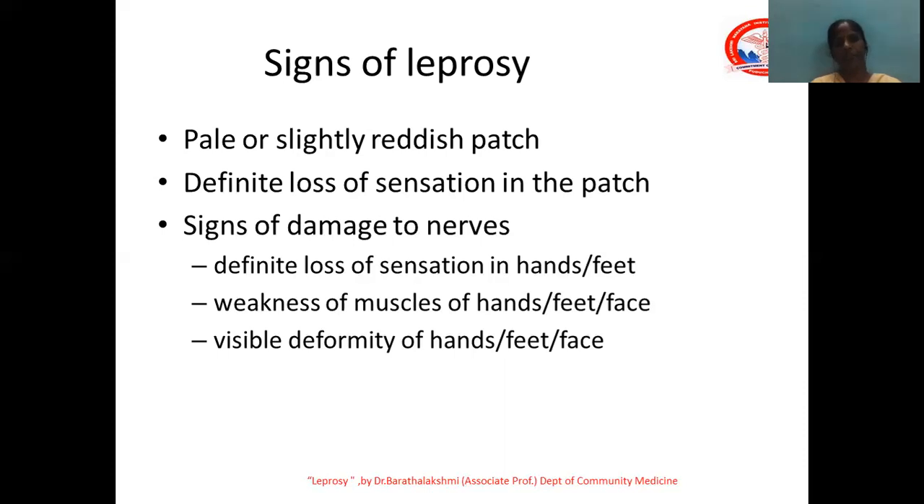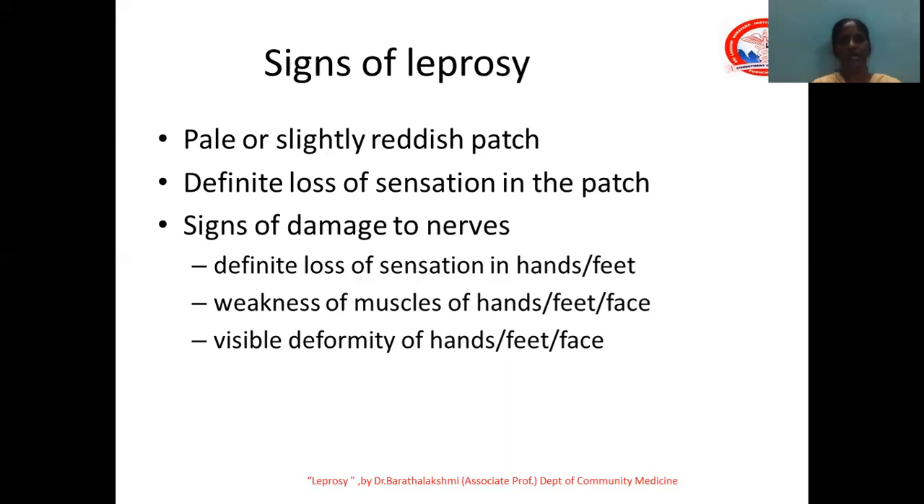Then signs of damage to nerves. So loss of sensation over the hands and feet. Weakness of the muscle. You can see hollowing of the interosseous spaces, or the lumbricals will go for atrophy, or interossei will go for atrophy because of the ulnar nerve weakness. And then visible deformity of hands, feet, and face.